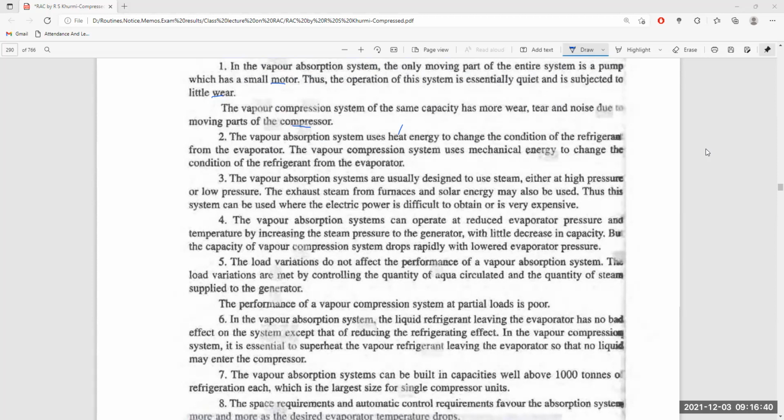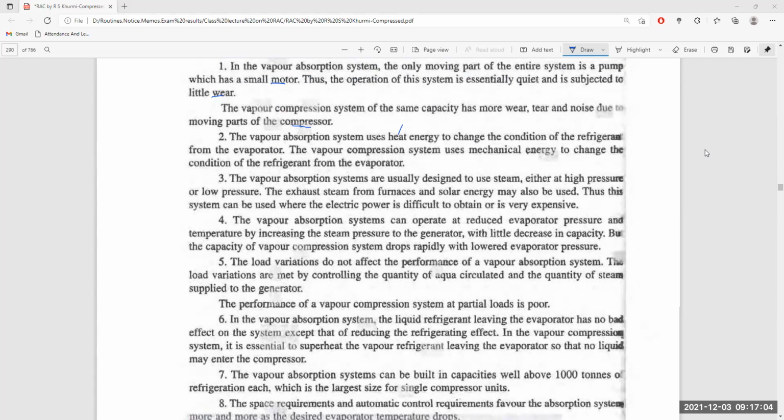The capacity of the vapor compression system drops rapidly, and the performance of a vapor compression system at partial load is very poor. If you are at a rated load, the performance of vapor compression is quite okay, but if the load is reduced, your performance, the COP, is not that good.